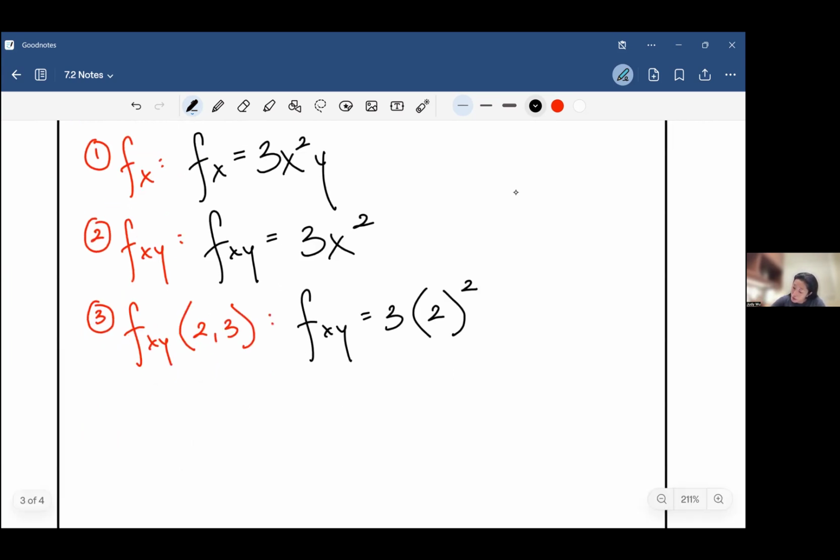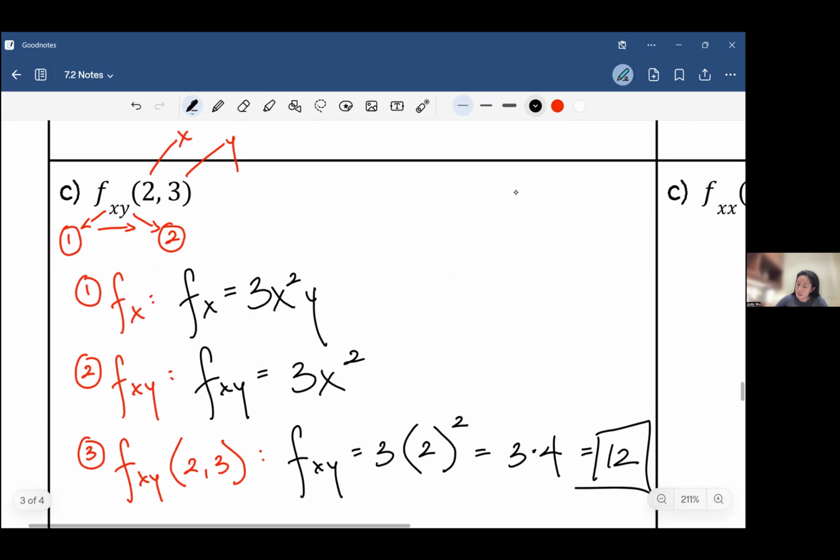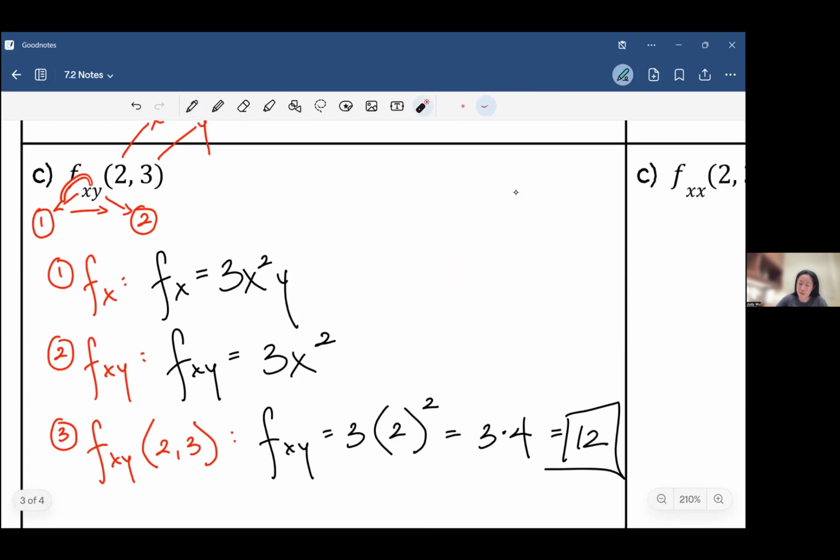Okay? Quick note on order of operations here. Please don't multiply before you do a power. All right, so we're not doing 3 times 2 gives us 6. That would violate our order of operations. So we got to do the 2 squared first. In other words, we have 3 times 4, which gives us 12. Okay? And all that means is if I find the slope first in the x direction, and then see how that's changing in the y direction, I get 12 at that point 2 comma 3.